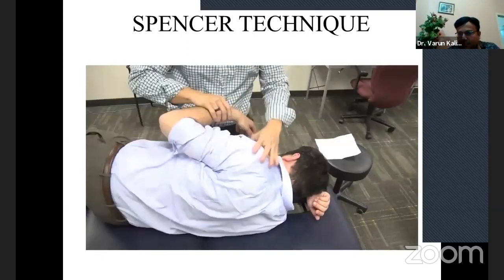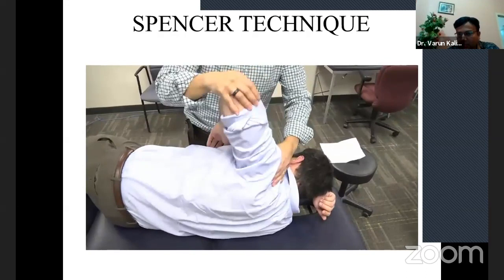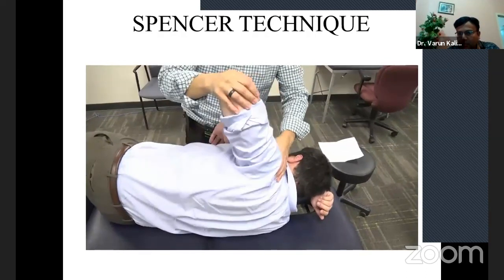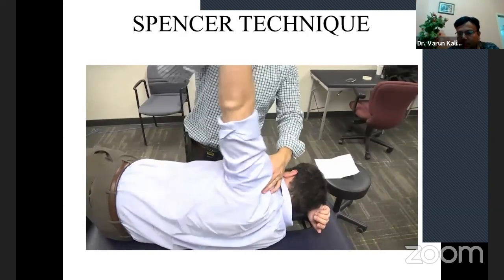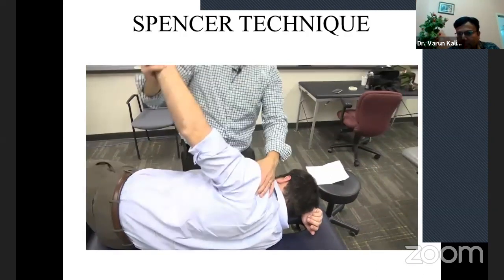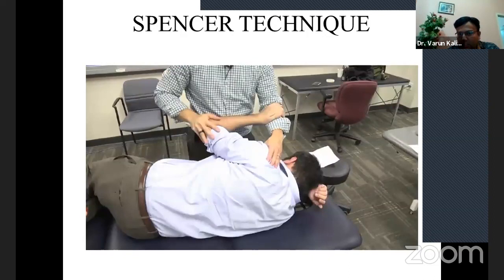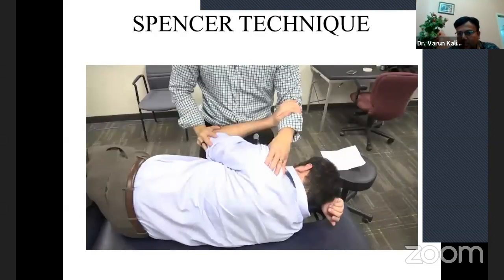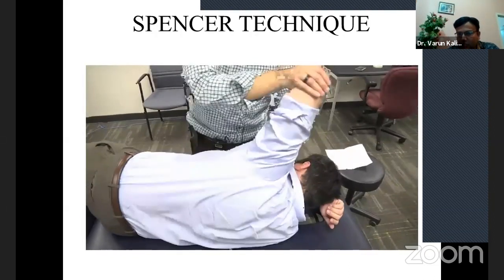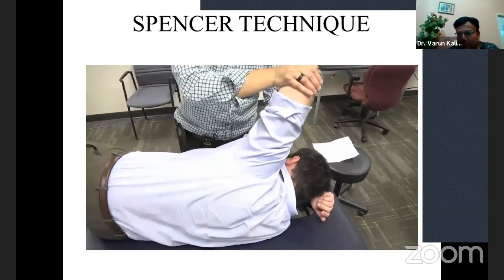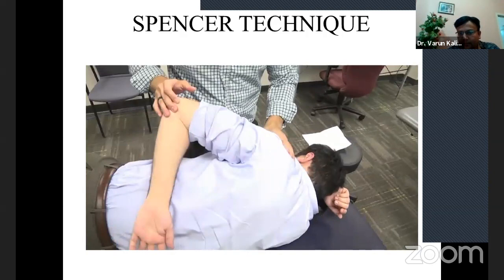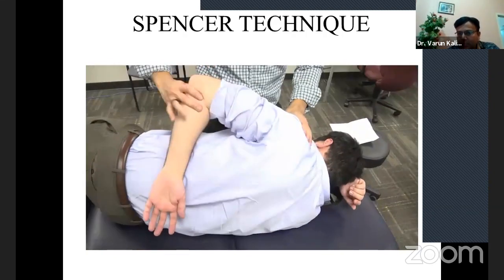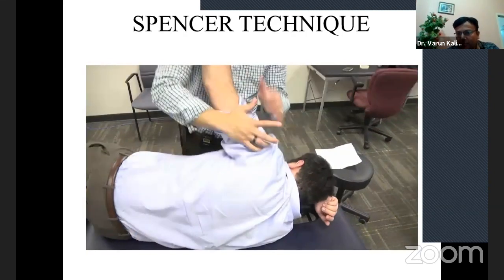This one is the circumduction with compression. This one is the circumduction with distraction. This one is the adduction with internal rotation. This one is the abduction with external rotation. This one is the pure internal rotation of the glenohumeral joint. And this one is the joint pump.